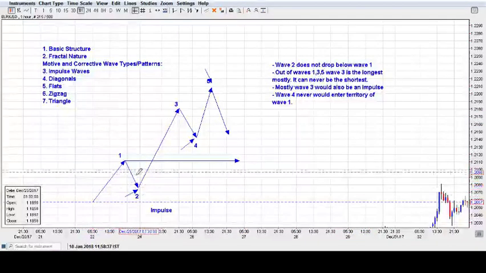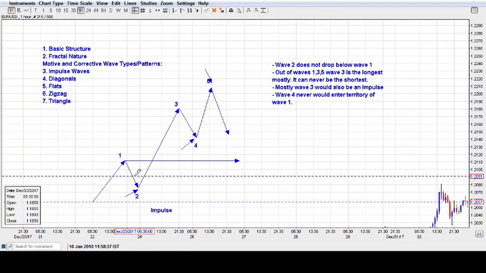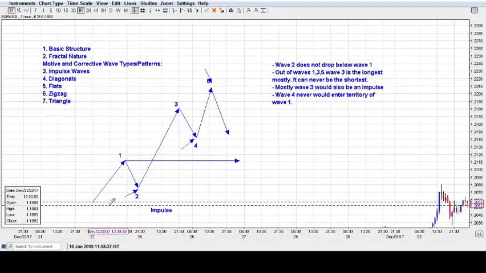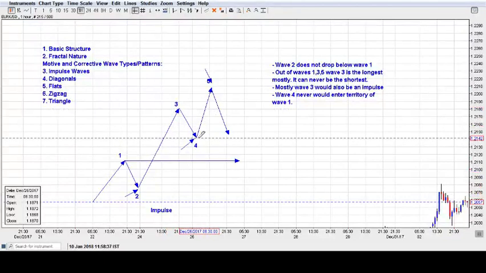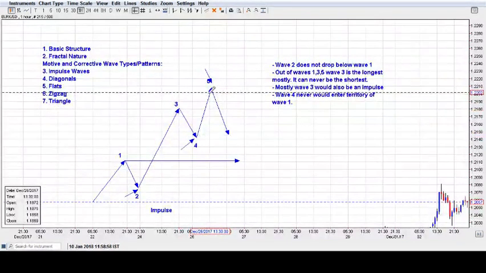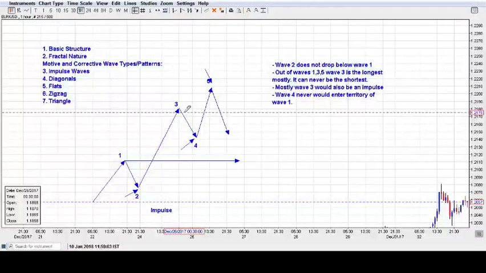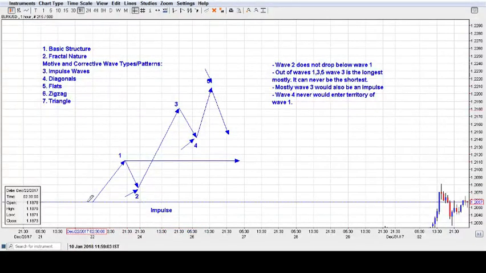And the Fibonacci correlations: wave 2 can take any Fibonacci support. Bottom line, it should not drop below the head of wave 1. Wave 3 is 161 extension of wave 1. Wave 4 terminates normally at a 38.2% retracement of wave 3. And wave 5 is normally 38.2% of the distance traveled by waves 1, 2 and 3. Sometimes it may go to 61.8% as well.